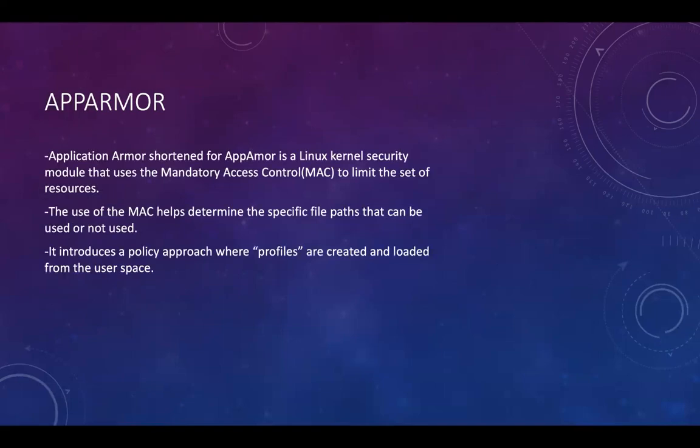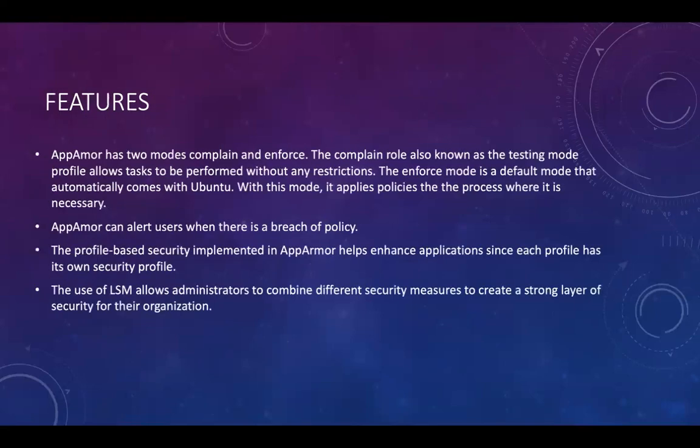So what is AppArmor? AppArmor, which is short for Application Armor, is a Linux kernel security module that uses mandatory access control, also known as MAC, to limit the set of resources. The use of MAC helps determine the specific file paths that can or cannot be used, and it also introduces a policy approach where profiles are created and loaded from the user space.